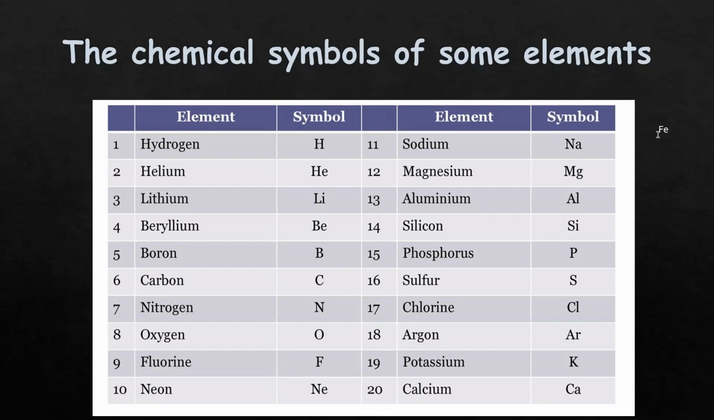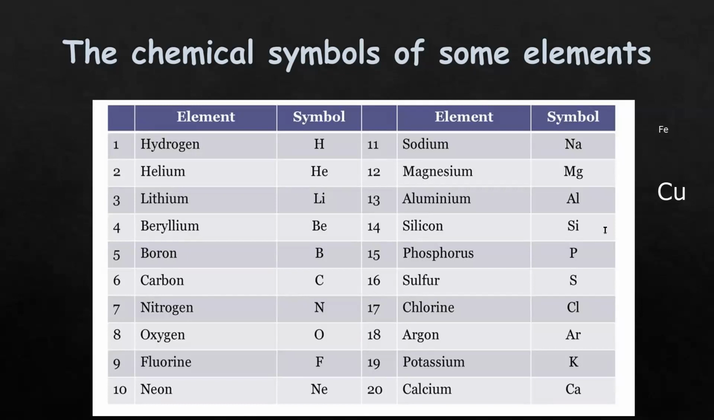The first letter is written capital, the second one small. I can't write them both capital, only the first one. So Fe is for iron. Copper, do you know copper? Yes, it's Cu. C capital, U small. This one is for copper.